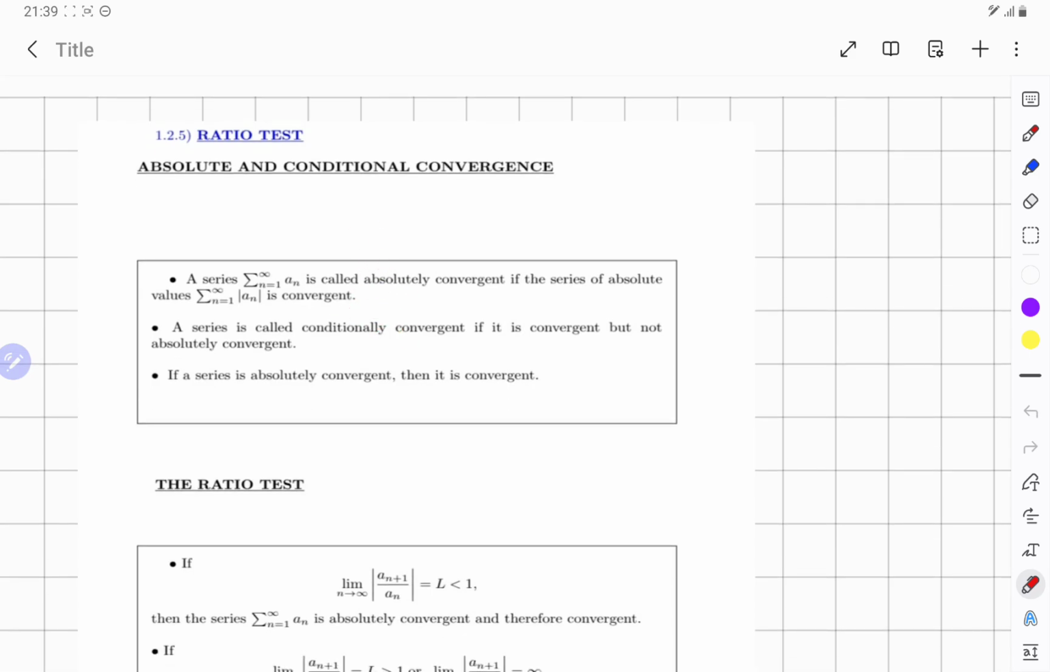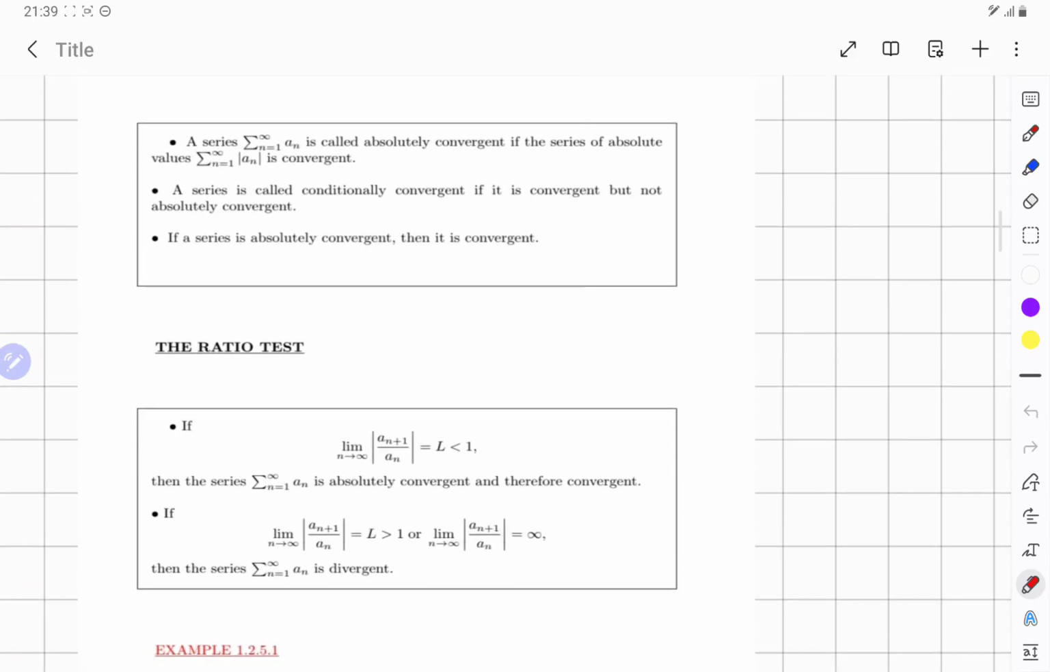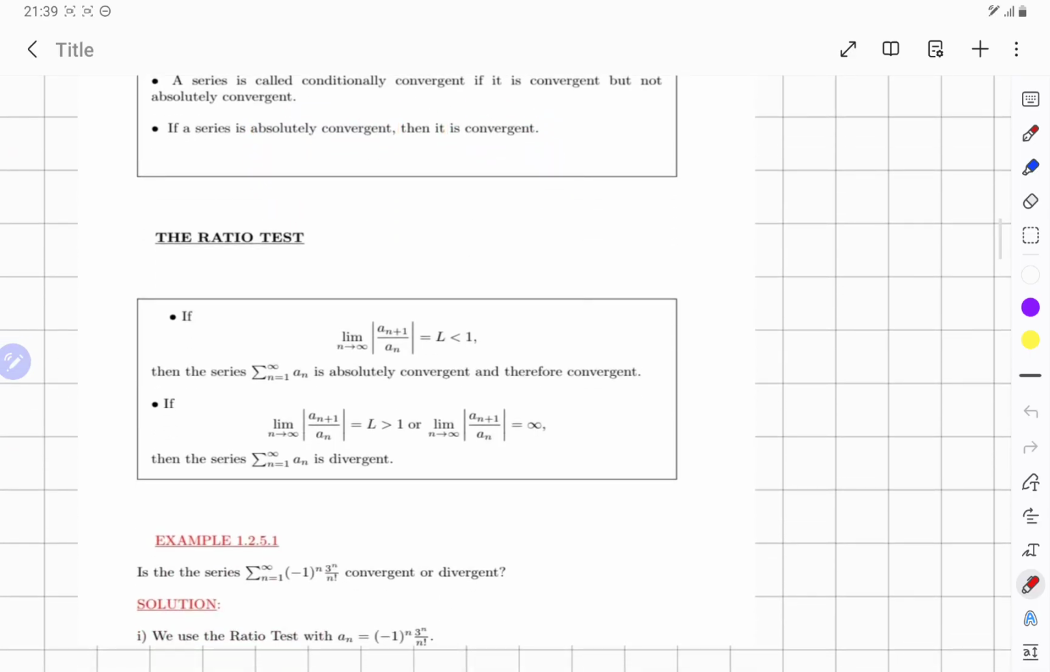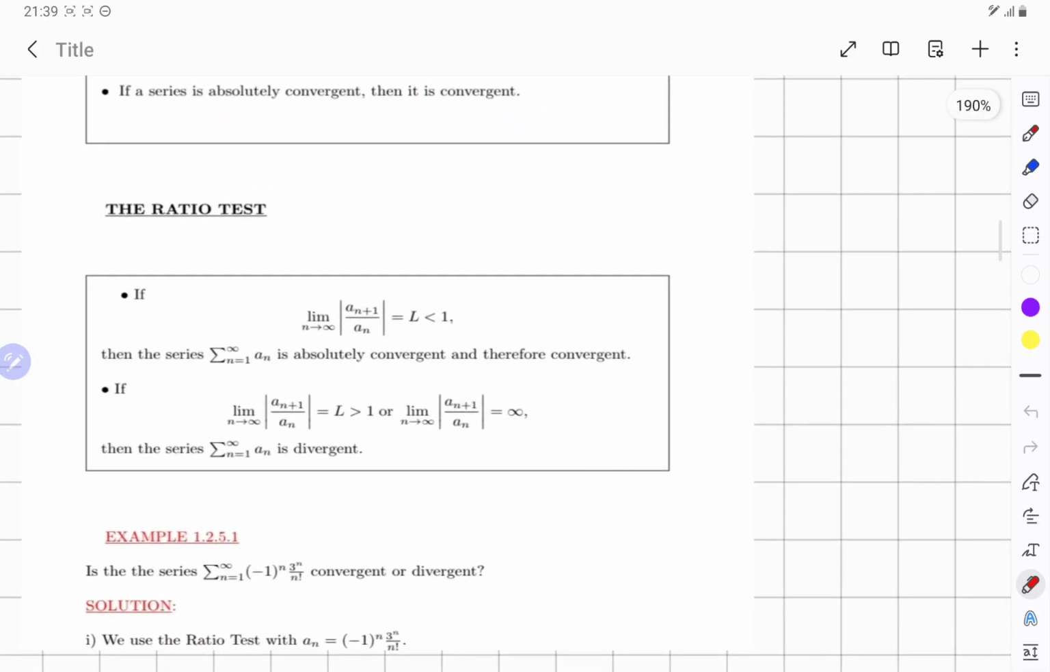And then on the other hand, a series is called conditionally convergent if it's convergent but not absolutely convergent. So this is very important. When a series is absolutely convergent, it will always be convergent. So we're going to look now at the ratio test.